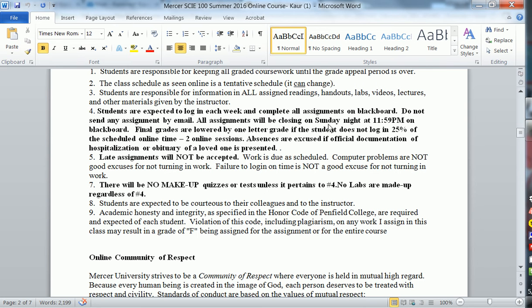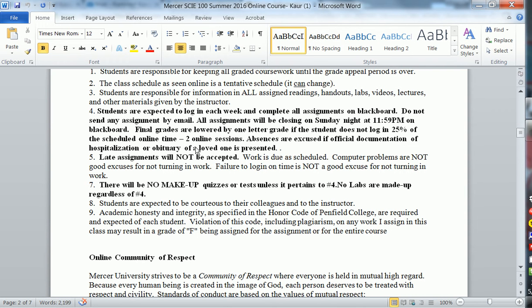All assignments will be closing on Sunday night at 11:59 p.m. on Blackboard. So all the assignments are going to open at 11:59 on Sunday night, and they will be open till next Sunday 11:59. So they all will be closing. So you get 1 week time to finish everything on Blackboard. Final grades are lowered by 1 letter grade if the student does not log in 25% of the scheduled online time, which means two online sessions. If you don't go there for 2 online sessions, your final grade will be lowered by 1 letter grade.